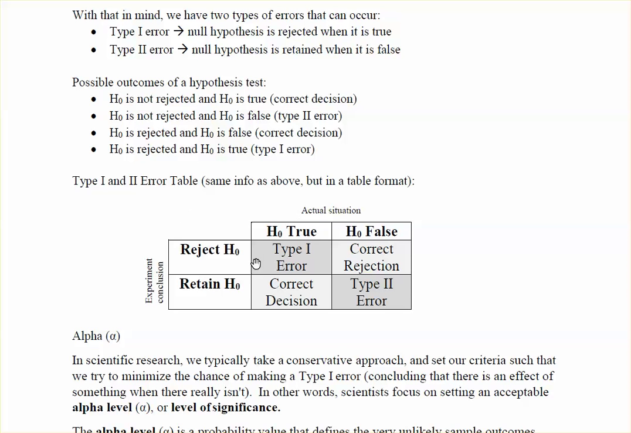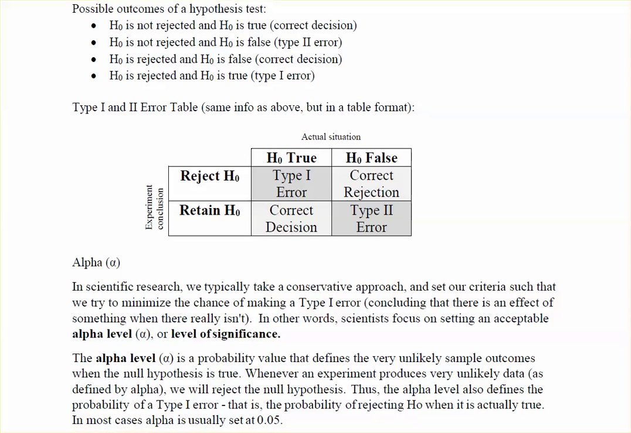Here's an actual table. It's basically the same information that's right here above. It's just in table format, so for me, I think it looks a little bit easier to read. So the experiment conclusion means, based on the data, you rejected or retained, and the actual situation is either the null is true or the null is false.